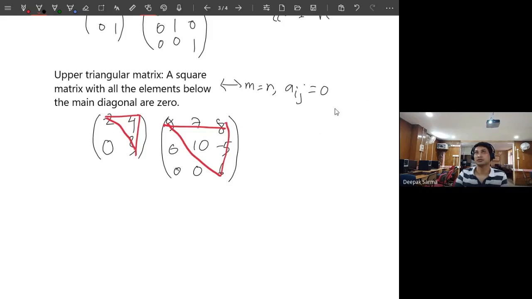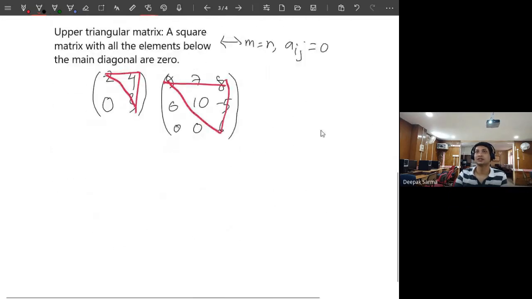All ij not equal to 0. So here for all i or j, for all ij, Aij is not 0. Some elements are 0 below the diagonal. Can you identify the position of the below-diagonal elements? Any of you?